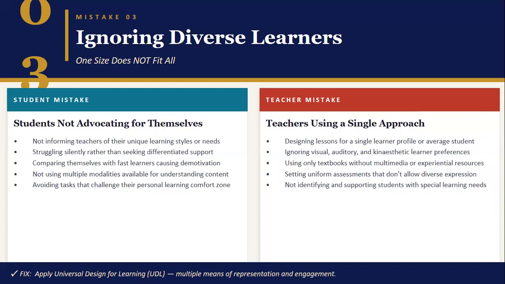From the teacher's point of view, teachers may design lessons for only an average student, but classrooms include different types of learners like visual learners, auditory learners, and hands-on learners. Ignoring these differences will limit learning effectiveness. So, how to fix this diversity problem? The solution is applying universal design for learning, using multiple teaching methods like visual, interactive, and experiential learning. When teaching adapts to different learners, the learning improves for everyone.